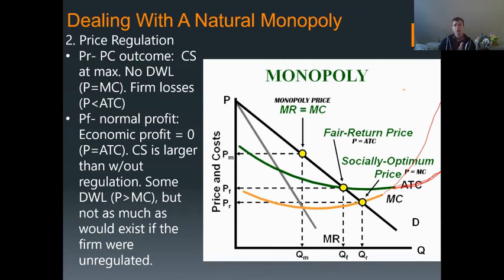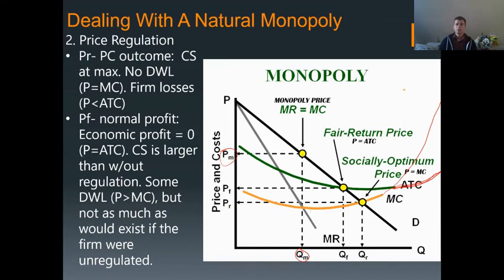We have to think of a few outcomes. First of all, you have your monopoly price, the one where it's set if it's left to its own devices. And that's your MC equals MR outcome. So MC is this orange line, MR is the gray line, where they intersect to get you your quantity. That quantity at the demand curve gets you your price. That's the unregulated outcome. It's earning a profit there because the price is above its ATC.